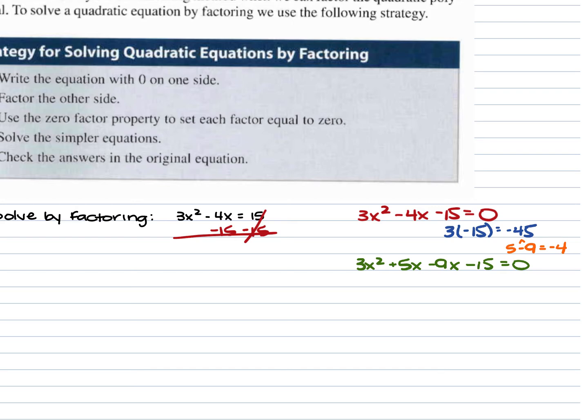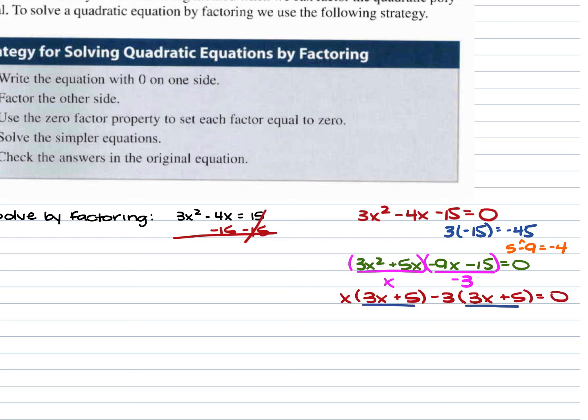Now that we have 4 terms, we are going to factor by grouping. When we factor by grouping here, we're going to set 2 parentheses around the first 2 terms and then another set of parentheses around the last 2 terms. Between the first 2 terms, the only thing we can factor out is an x. Between the last 2 terms, we can factor out a negative 3. So this factors to be x times (3x plus 5) minus 3 times (3x plus 5) is equal to 0.